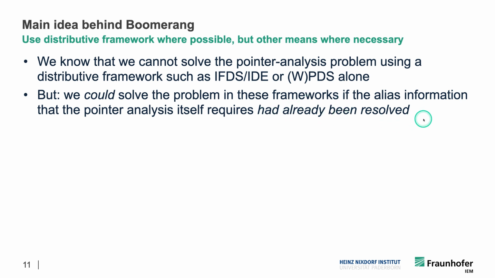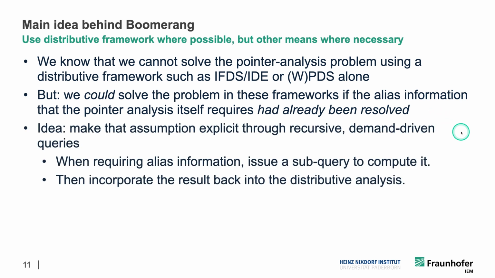So in the previous picture that I showed you, if at the point where we assign something to b.f, we already know these aliases, then we can simply plug in the solution and make use of it. And then regular distributive propagation is sufficient, because all the non-distributive parts have been projected away, right? They are done by somebody else. So the idea is that we want to make that assumption explicit through a recursive design and demand-driven queries.